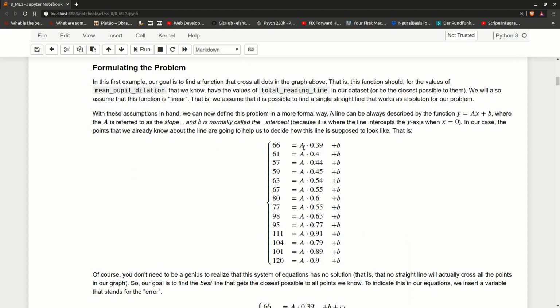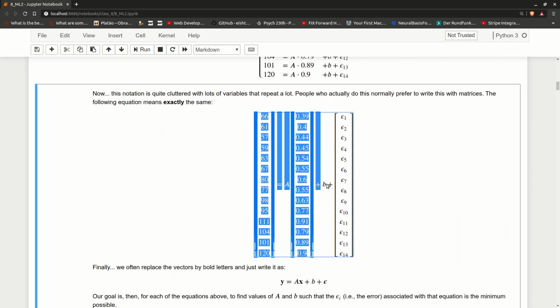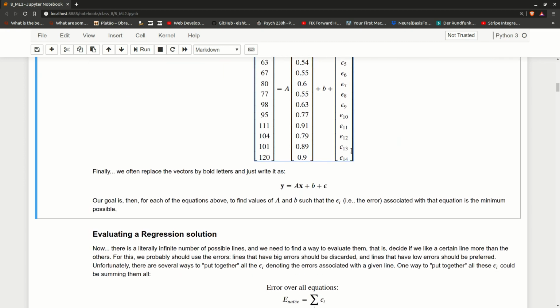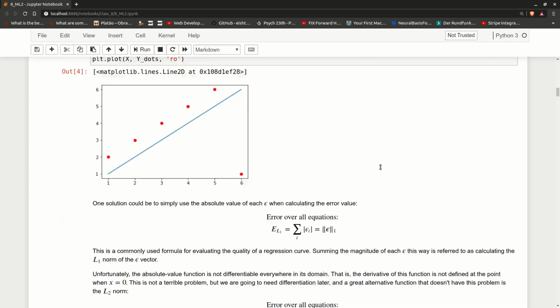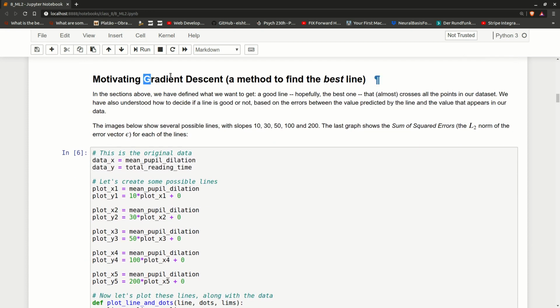We want to find an A and a B, such that the sum of all of these elements squared is as small as possible. So the sum of these elements squared with these elements squared with these elements squared with these elements squared is as small as possible. And then to find this, we're going to use a method called gradient descent.